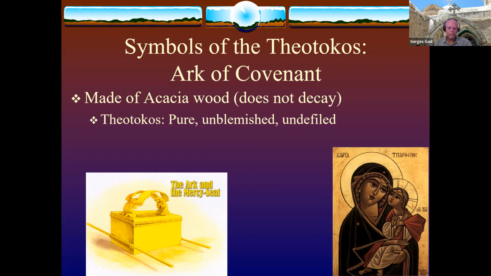The Ark of the Covenant is made of acacia wood. What is acacia wood? Acacia wood is wood that does not decay. What does that mean? How does that represent the mother of God? The Theotokos is pure. She's unblemished and undefiled. She was a virgin before giving birth to the Lord. She was a virgin during the birth, and she was a virgin after giving birth. So that's why we call her the ever virgin. She's always pure. She's always undefiled.